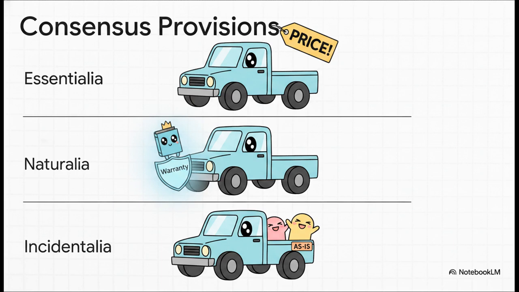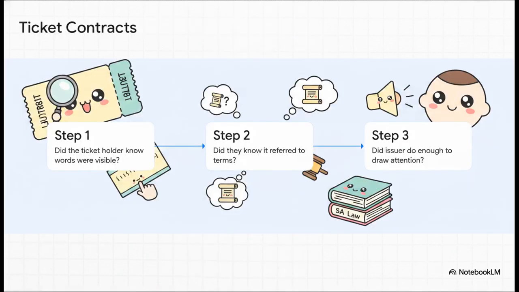And finally, incidentalia are the incidental or extra terms you specifically write in to alter those naturalia, like if you say you are selling that bakkie voetstoots, or as is. But what if you don't specifically sit down and negotiate the terms? Think about buying a GO train ticket.